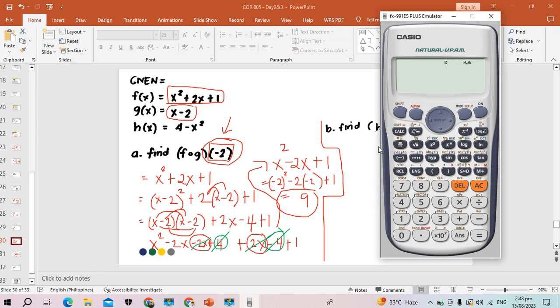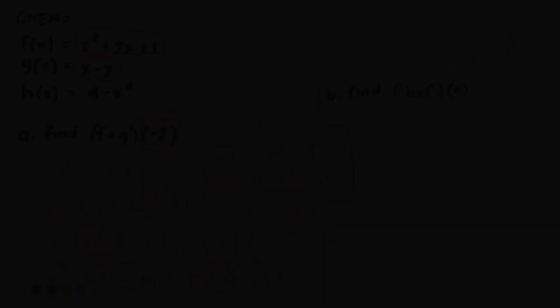Try natin dito. So, yung equation natin dito is x squared, negative 2x plus 1. So, x squared, so negative 2. Negative 2 squared minus 2, negative 2, tapos plus 1. Tama naman, 9. Yun nga, bawal tayong mag-distribute ng negative.